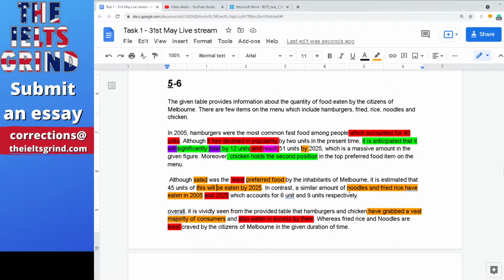Okay, and the next thing I highlighted was a similar amount of noodles and fried rice have eaten in 2005 and 2025. Here, who ate the rice? Who ate the noodles? Was it the noodles and the fried rice themselves? No, somebody else. So we should say noodles and fried rice have been eaten. Have been, this is the passive, okay.